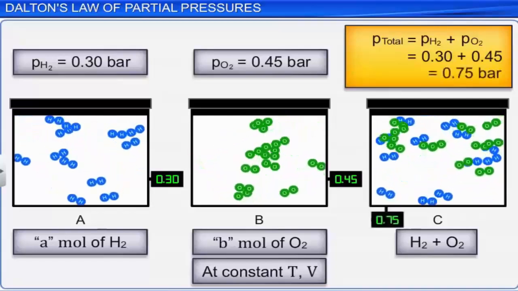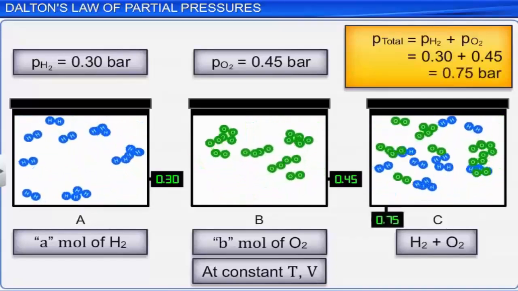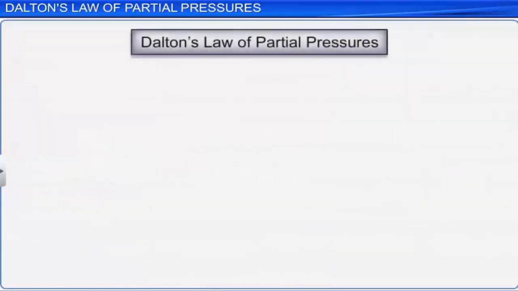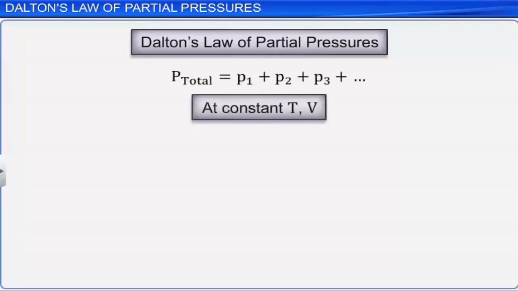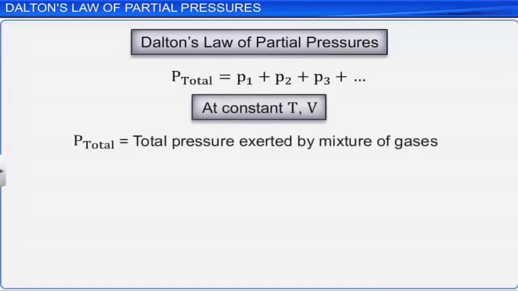Generally, Dalton's law of partial pressures can be written mathematically as P total is equal to P1 plus P2 plus P3 and so on, at constant temperature and volume, where P total is the total pressure exerted by the mixture of gases and P1, P2, P3 etc. are partial pressures of individual gases 1, 2 and 3 respectively.